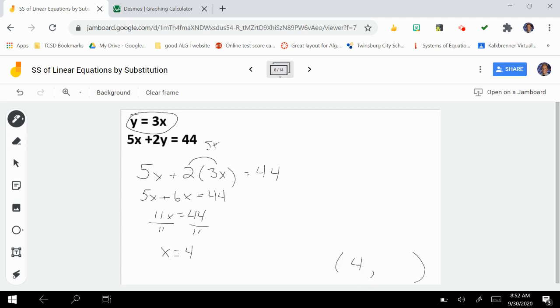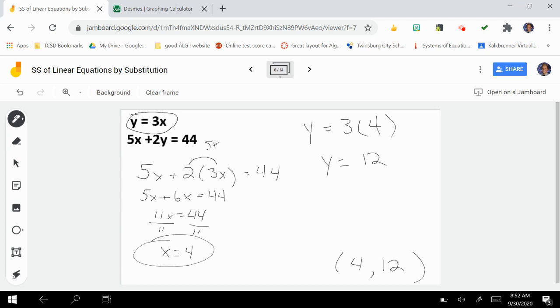Now I have a decision to make. Do I want to put it in the first equation or the second equation? If you put it in the second equation, you like doing more algebra than you have to. I'm going to tell you, work smarter, not harder. y equals 3 parentheses. What goes in the parentheses? All your hard work. All right. y equals 3 times 4 is 12.